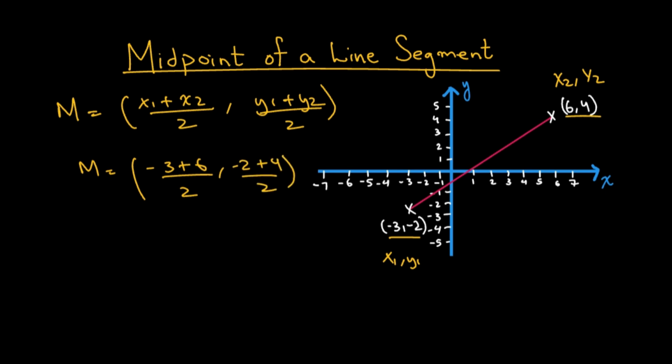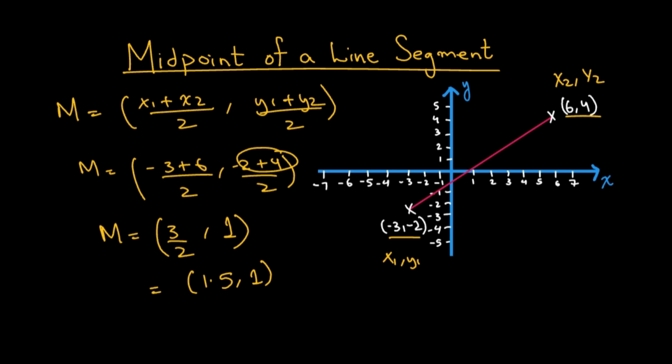divided by 2. So midpoint m equals 6 minus 3 divided by 2, that is 3 over 2, comma, 4 minus 2, which is 2, 2 divided by 2 is 1. So the midpoint m of the line segment is 3 over 2, 1, or you can rewrite it as 1.5, 1. So 1.5, 1 is the midpoint m.